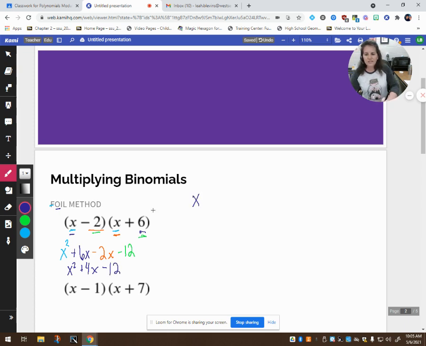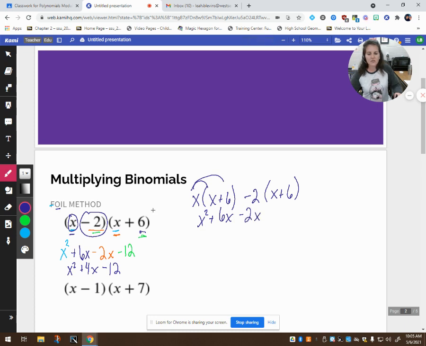I like to think of it as, okay, I'm taking this first thing and multiplying it by both terms in the second set of parentheses. Then I'm taking the second term, that negative 2, and multiplying it by the second set of parentheses. And then I just apply the distributive property. x times x is x squared. x times 6 is 6x. Negative 2 times x is a negative 2x. And negative 2 times 6 is negative 12. Again, combine our like terms, and we get x squared plus 4x take away 12. Same answer, just two different ways to look at it.